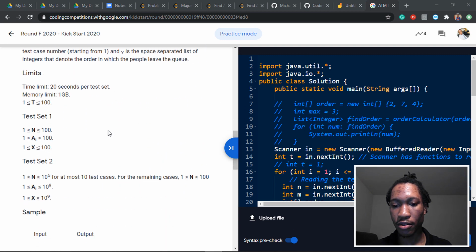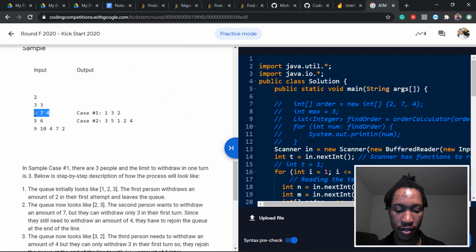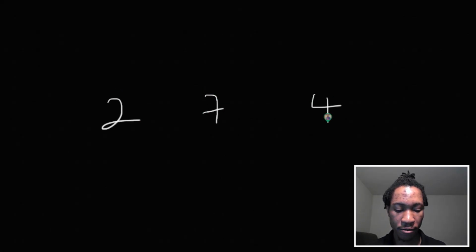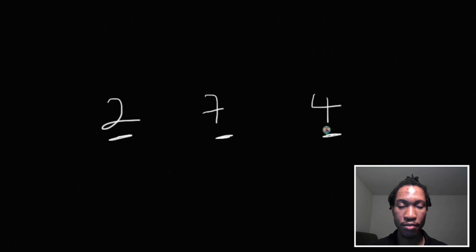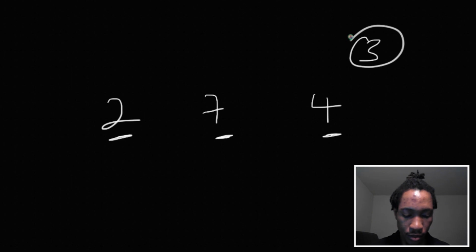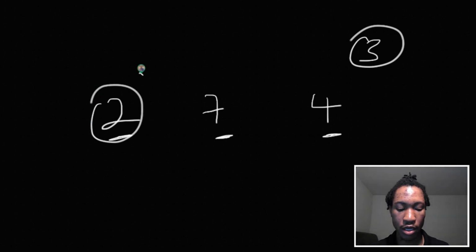So this is the input that you're given. You're given 2, 7, 4, which means the first person wants to withdraw $2, the second person wants to withdraw $7, the third person wants to withdraw 4, and the maximum amount that the ATM can accommodate is 3. So the first person is going to withdraw the exact amount they came for, 2, and now we're done with that person. Let's write up the indices: 1, 2, 3, person 1, person 2, person 3.